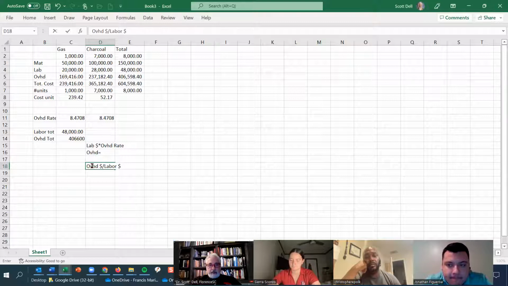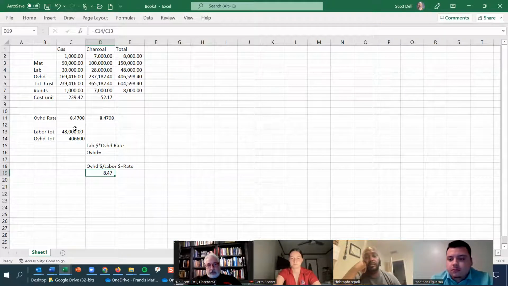And I'm going to have a rate that I can multiply my labor dollars by. So I'm going to take my overhead dollars and divide that by my labor total, and I get 8.47. Now I can take that 8.47 number, which it fed, and use that to multiply by labor hours.